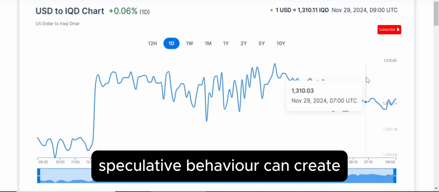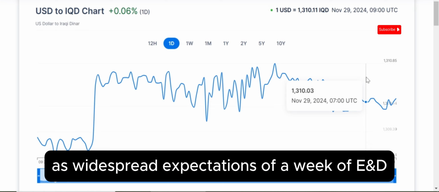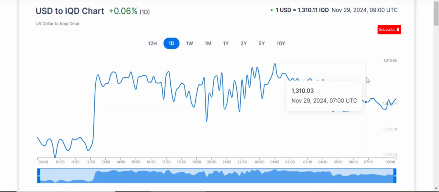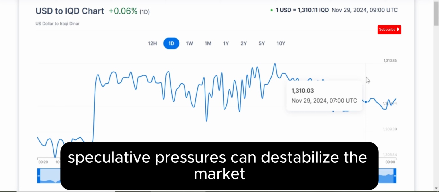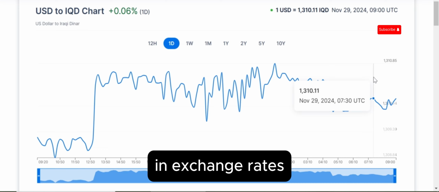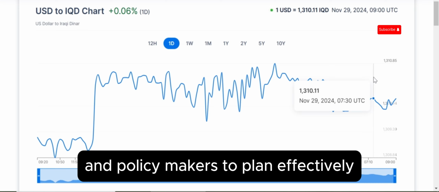Speculative behavior can create self-fulfilling prophecies, as widespread expectations of a weaker VND can lead to actions that contribute to its decline. Additionally, speculative pressures can destabilize the market, causing sharp and sudden fluctuations in exchange rates that make it difficult for businesses and policymakers to plan effectively.